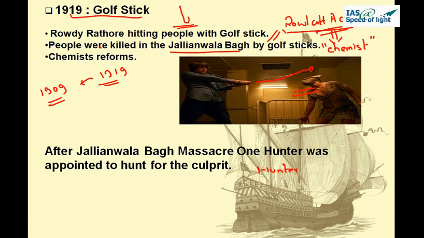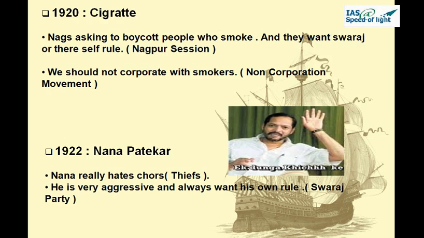Hunter Inquiry Commission was set up by the British government to look out for the possible inquiries on Jallianwala Bagh massacre. There are two Hunter Commissions. First is this for the Jallianwala Bagh, and another was related with the education that we will see in some time from now. Coming to the next year, which is 1920.